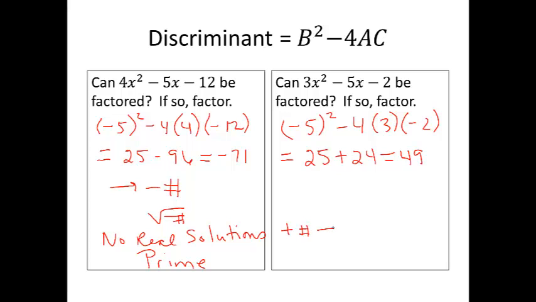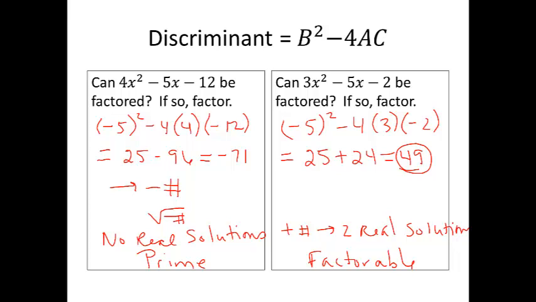Now 49 is a positive number. If it's a positive number, that means I'm going to have two real solutions. But this also is asking me if I can factor it. If I get a perfect square like this, 49 is a perfect square, then my answer is that it is factorable. Okay? And I know that it's factorable because this is a perfect square. So then I do need to factor.